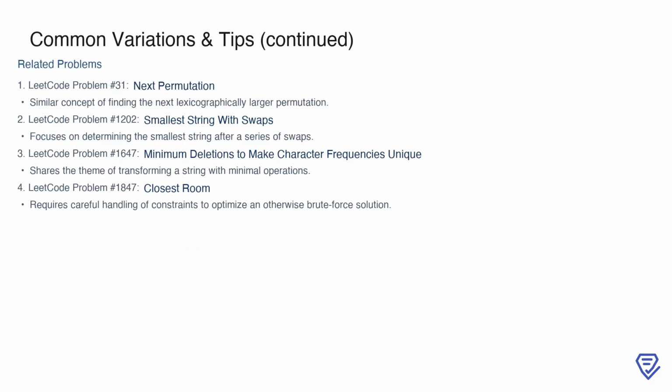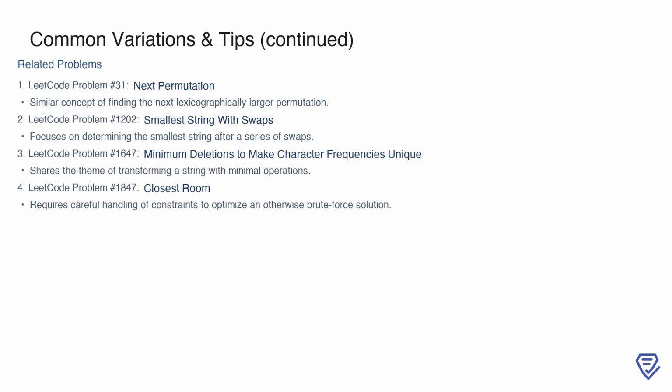This problem shares similarities with several others that you can practice to deepen your understanding. For instance, LeetCode problem 31, next permutation, focuses on finding the next lexicographically larger permutation, which is a core part of this problem. Problem 1202, smallest string with swaps, involves forming the smallest string after performing a series of swaps, which is conceptually related to minimizing transformations.